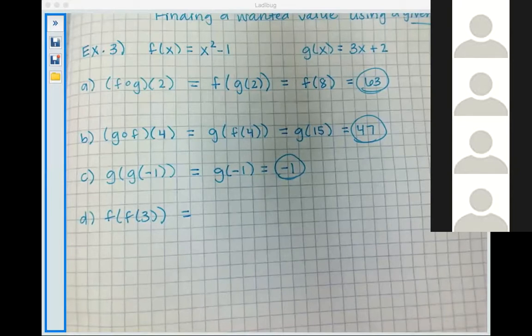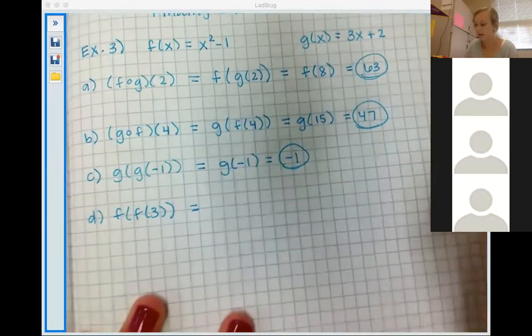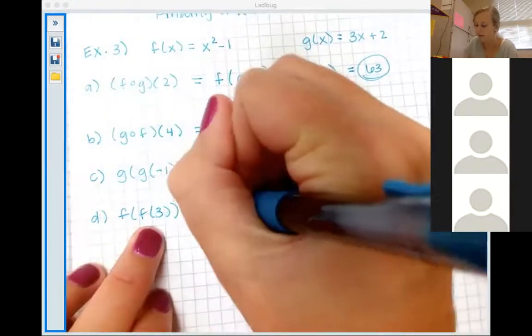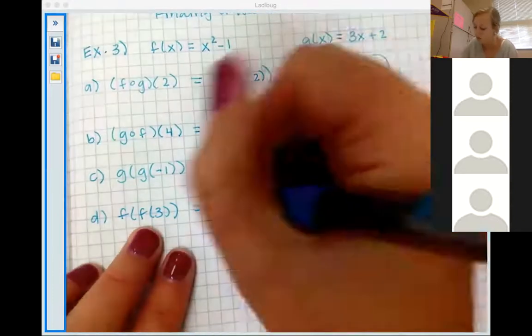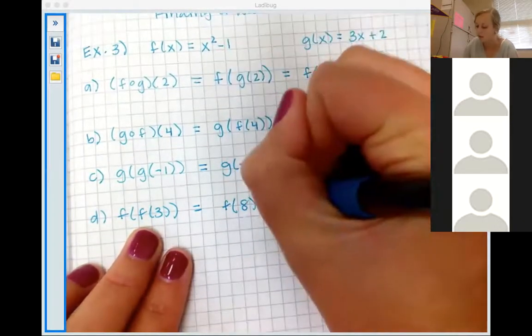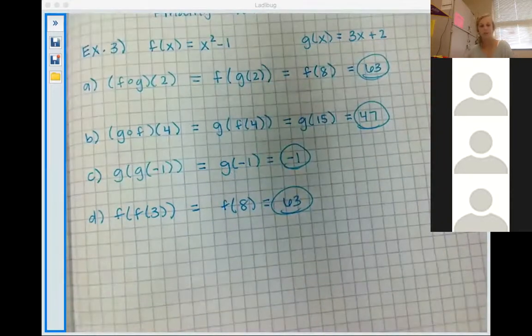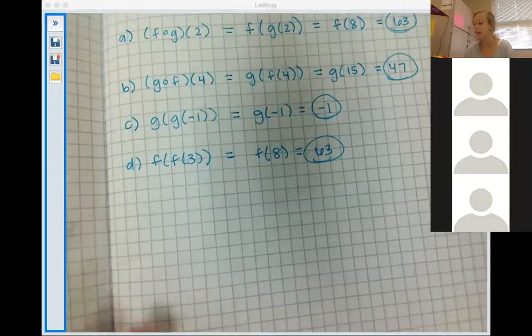All right, y'all, what are we getting? I got 63. Same. That sounds good. So really quick, f of 3: when you put 3 in, 3 squared is 9, 9 minus 1 is 8. So we're really finding f of 8, and if you substitute in 8, 64 minus 1 is 63. Are we good with evaluating from equations? Yeah. Okay, so now we're going to evaluate from tables.